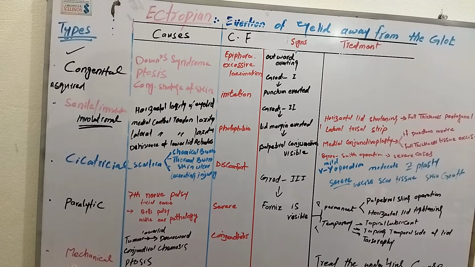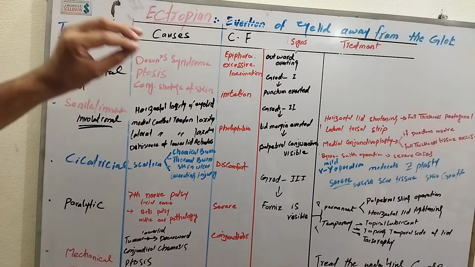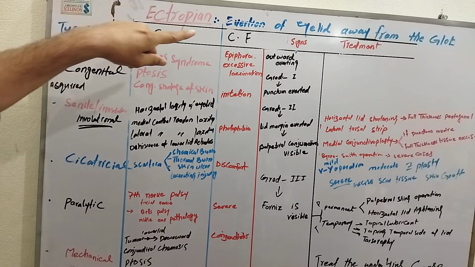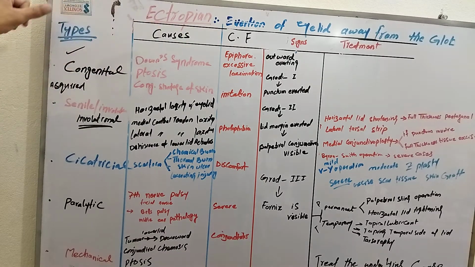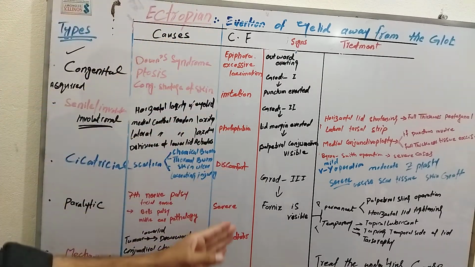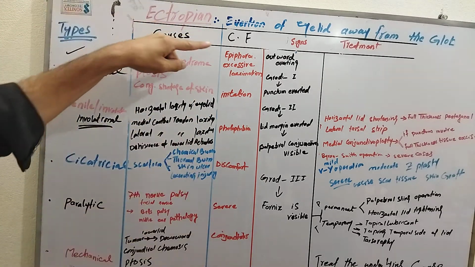Fourth and last is mechanical ectropion. What are the causes of mechanical ectropion? First of all, if there is any tumor in the lower lid, then it plays a role in everting the lower lid downward. After that, conjunctival chemosis. Third one is ptosis. Now we are going to explain the clinical features of ectropion. All types have the same clinical features.